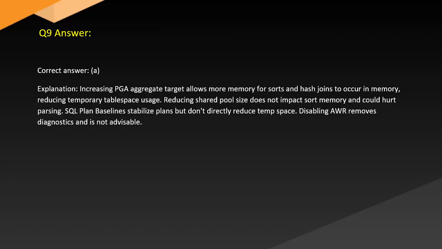Answer. Correct answer: A. Explanation. Increasing PGA aggregate target allows more memory for sorts and hash joins to occur in memory, reducing temporary tablespace usage. Reducing shared pool size does not impact sort memory and could hurt parsing. SQL plan baselines stabilize plans but don't directly reduce temp space. Disabling AWR removes diagnostics and is not advisable.